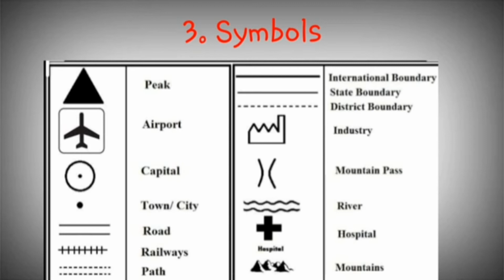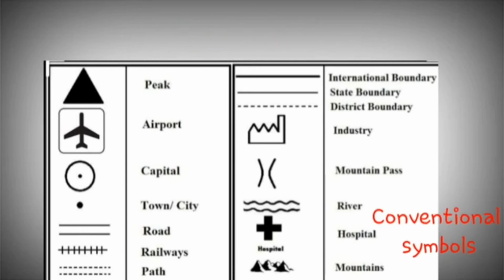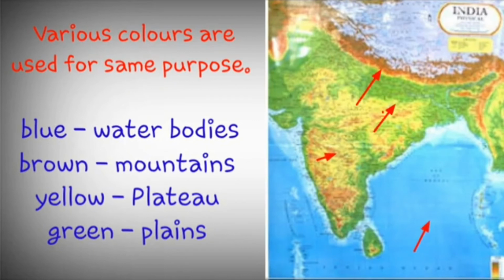There is an international agreement regarding the use of these symbols. These are called conventional symbols. These are some of the conventional symbols. Various colors are used for the same purpose. For example, blue is used for showing water bodies, brown for mountain, yellow for plateau.